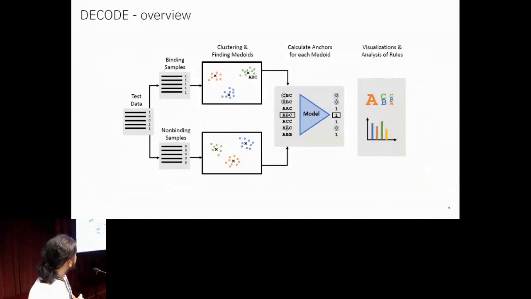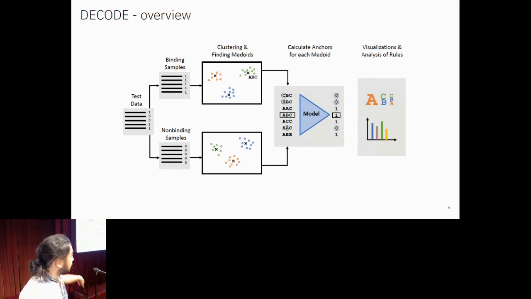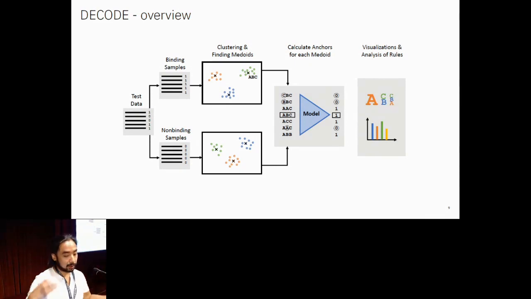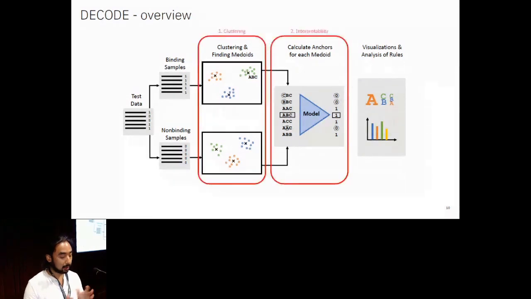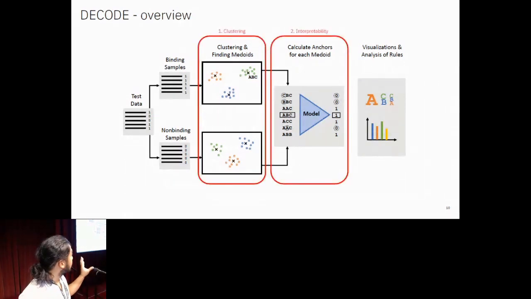And yeah, so let's jump a little bit into the details. I'm going to give you a quick overview of how this pipeline works. There are four main parts: initial pre-processing, and a final visualization and post-processing of the results. But the two main core components of this pipeline are a clustering step and an interpretability step.